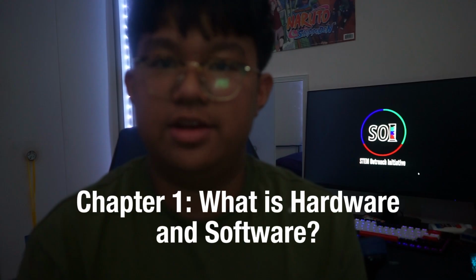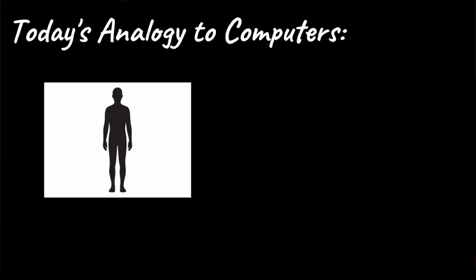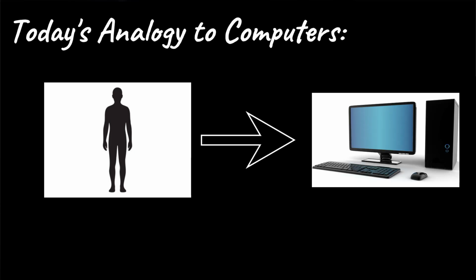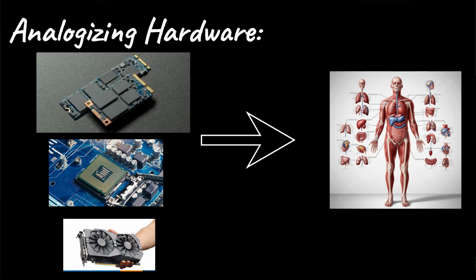Firstly, before we take a look inside of a computer, let's define our two most important terms. Hardware is any computer part that you can touch or see within the physical computer. An analogy that will be used all video will be the human body to the parts of the computer. In terms of the computer to the human body, hardware in this case would be our body parts.